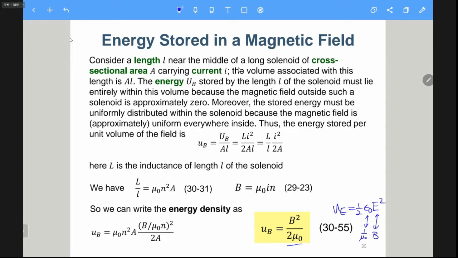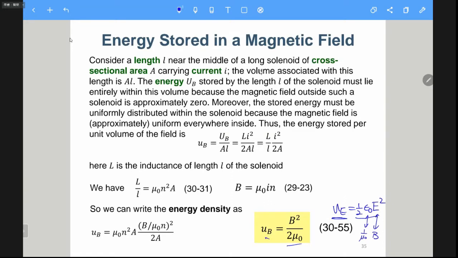You might think that u_E and u_B might not be really useful for solving problems, but actually in chapter 33, when we talk about the electromagnetic wave, we'll talk about the Poynting vector, which is the power carried by the EM wave per unit area. And we will make use of these two equations here.